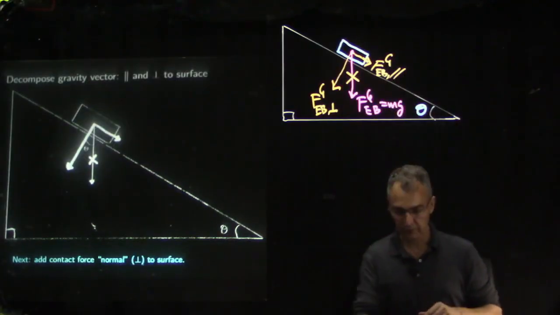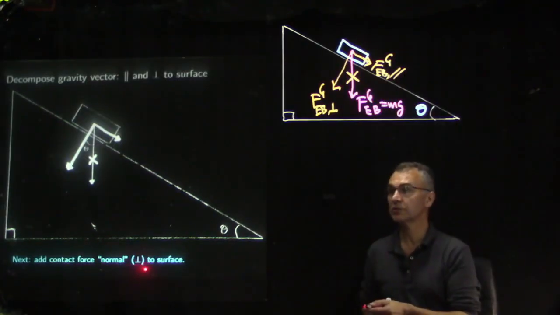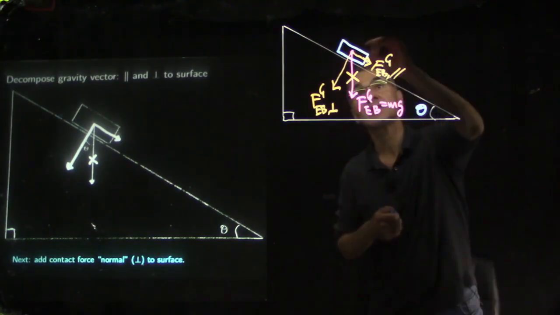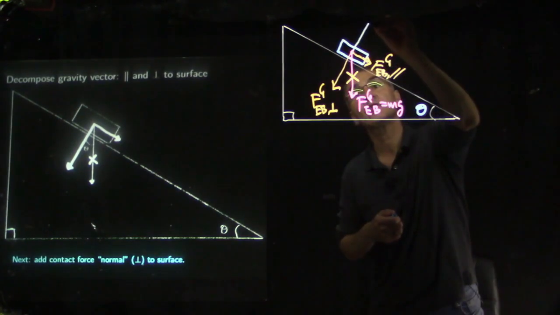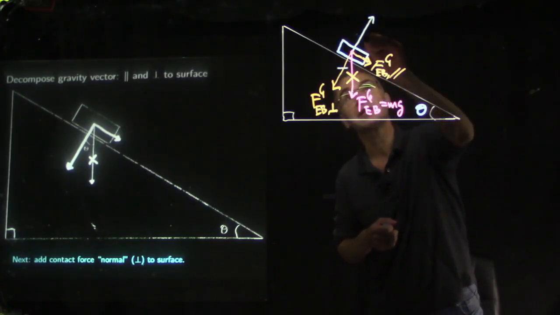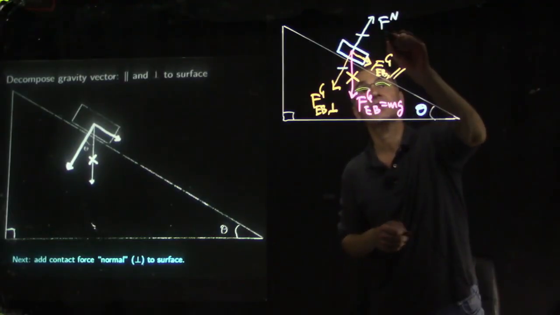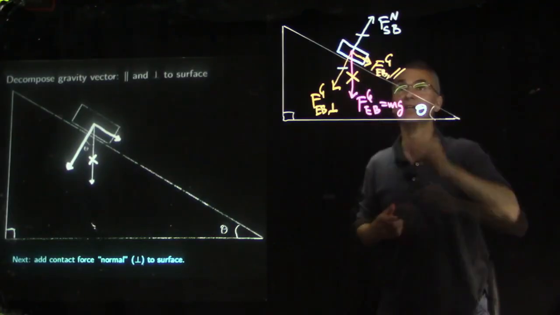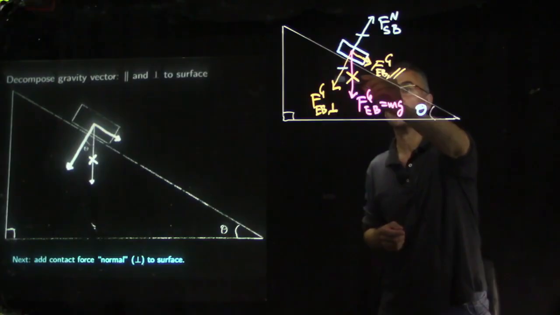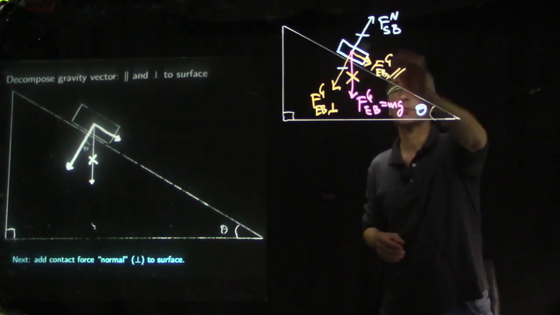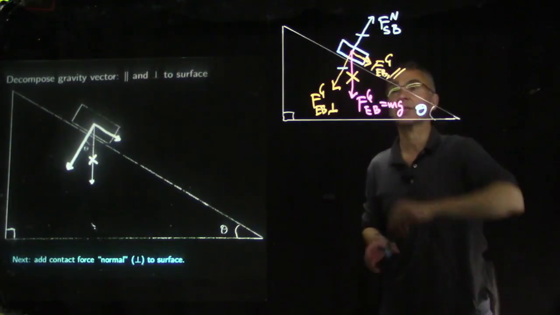So we've decomposed gravity into a component that points downhill and a component that points perpendicular to the surface of the hill. The next thing we want to do is to add the normal force, okay, so the contact force exerted by the surface on the block. Now this is interesting. This only has to oppose the portion of gravity that points perpendicular to the plane. You see? So that's kind of interesting. So this is the normal force by the surface on the block, and it has to be the same magnitude as this perpendicular component of gravity. And that's because there's not going to be any acceleration perpendicular to the surface. You don't have the block jumping up and down on the surface.